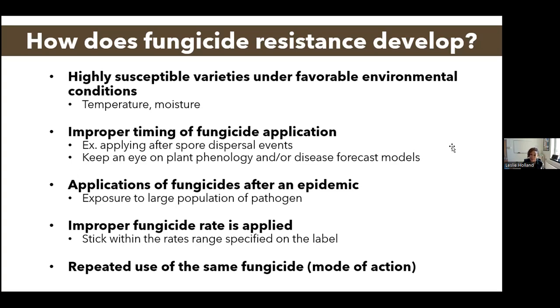It starts with highly susceptible varieties under very favorable environmental conditions. That's one big factor. Improper timing of fungicide application can also really be a negative factor when it comes to developing resistance. So you're going to really want to focus on applying for those critical periods. If you're making applications after spore dispersal events have already happened, you're not actually targeting what you're setting out to target. Again, keeping an eye on plant phenology is going to be huge, and we'll talk about that in this last section of the presentation, as well as looking at disease forecast models, and I'll mention a couple of those that are available for apple diseases.